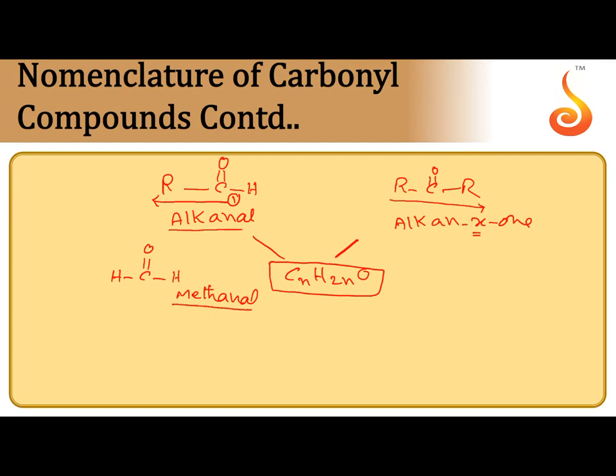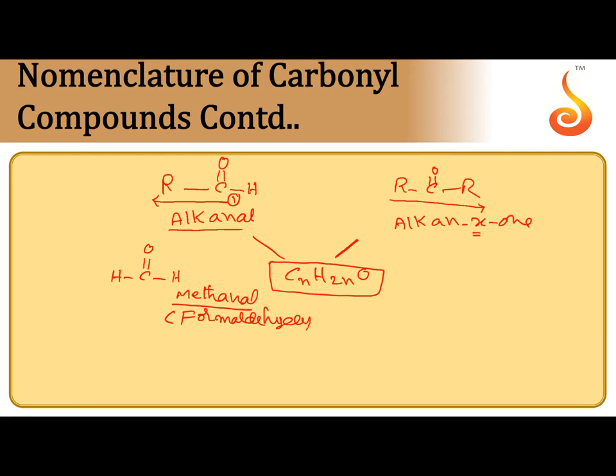The common name is taken from the common name of its parent carboxylic acid. When formic acid is reduced, we can get formaldehyde. That's why, since its parent carboxylic acid is formic acid, its name is formaldehyde.